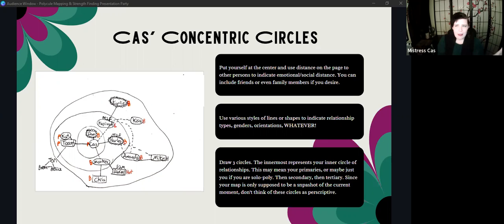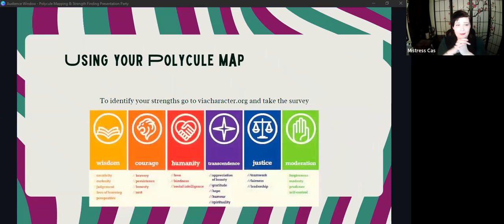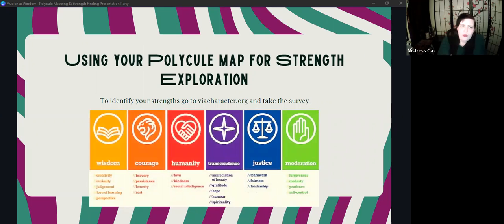So now that we talked about polycules, we're going to jump into this second topic that goes into this, and then we'll bring it all together again. We're going to use our polycule maps for strength exploration. Like I said, there's various reasons why you might want this information drawn out and the way you might use it. Today, we're going to use it for looking at the strengths within our networks, and our individual strengths too.